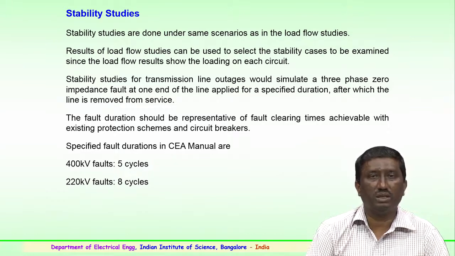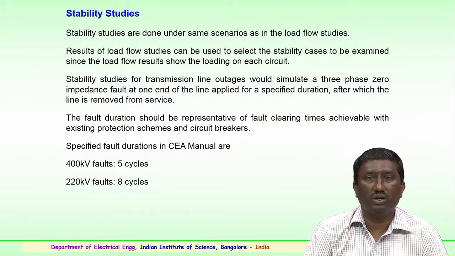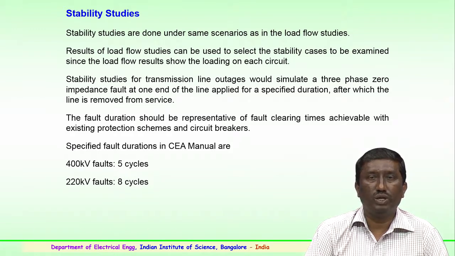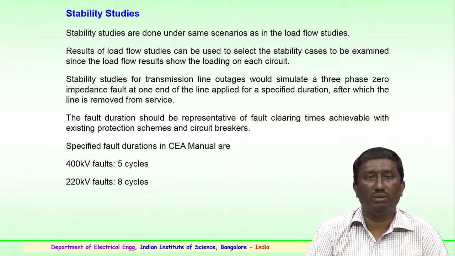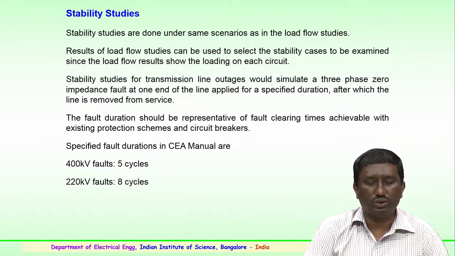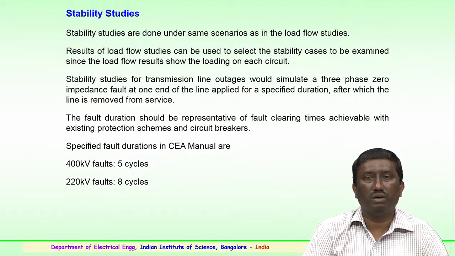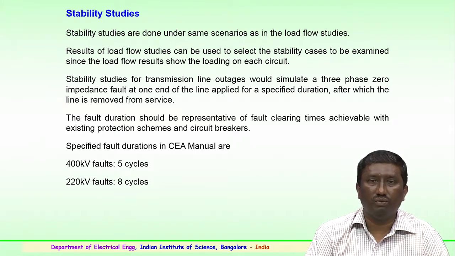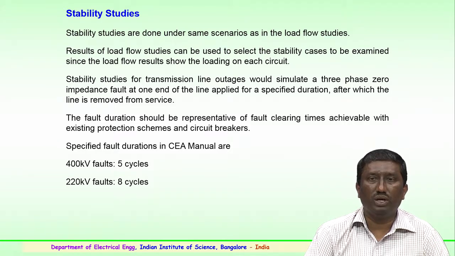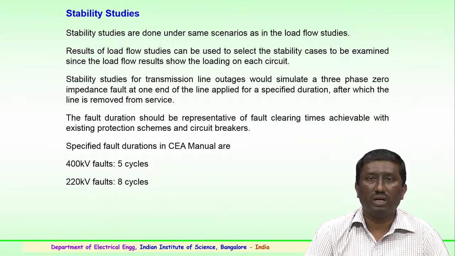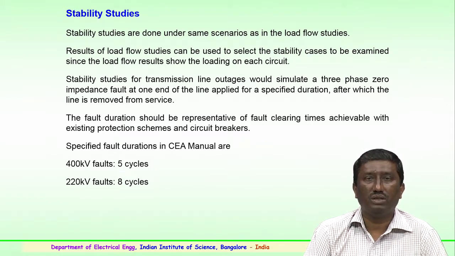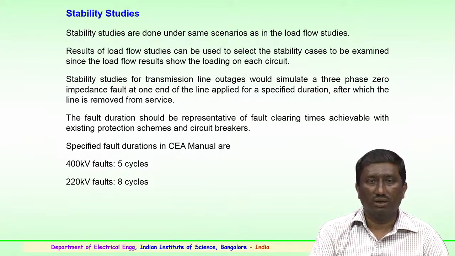Further, stability studies are done under similar scenarios as in the previous load flow studies. The results of load flow could be used to select the stability cases which are to be examined, because these load flow results give an indication of the loading on each circuit. The stability studies carried out for transmission line outages would also simulate a 3-phase zero impedance fault at a particular end of the line, which is applied for a specific duration, after which the line is removed from service. All this could be helpful in finding out the performance of the substation during fault occurrences.